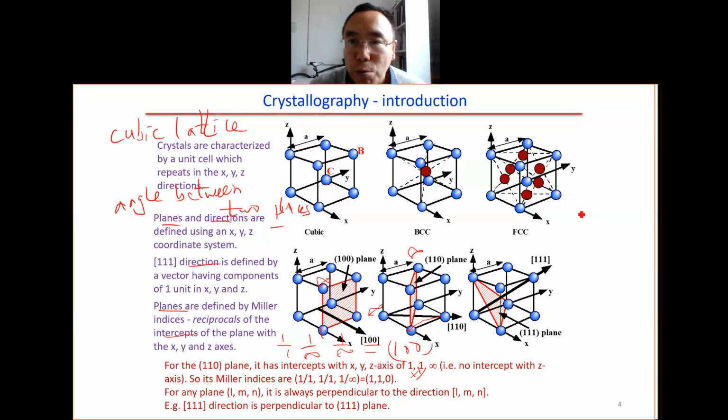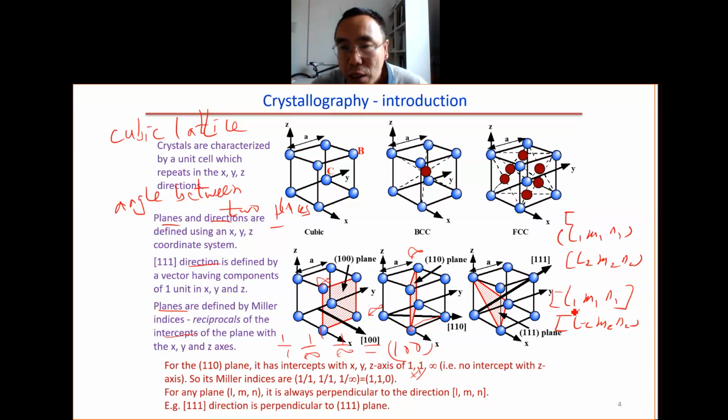For example, we have one plane with direction numbers L1, M1, N1. This is one plane. Another plane is L2, M2, N2. So we have two planes, and we want to know the angle between the two planes. So we can calculate the angle between the two lines, line 1 and line 2.